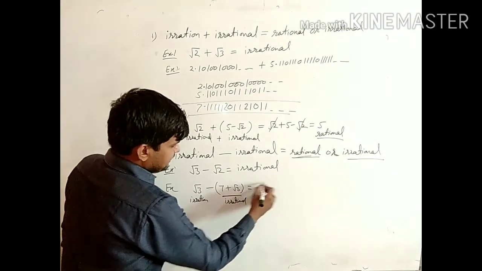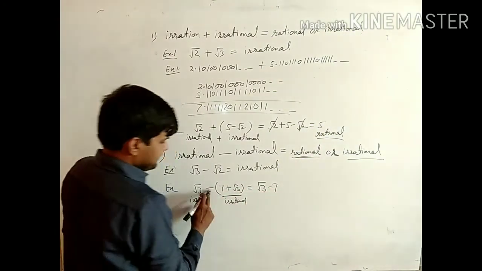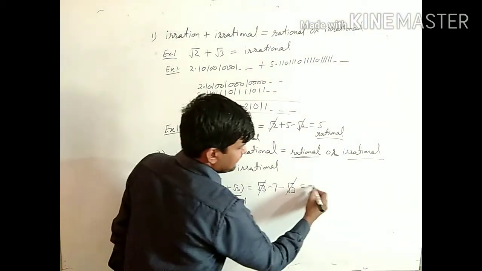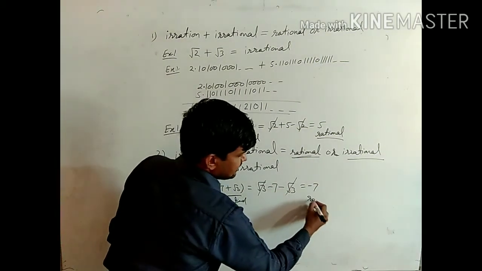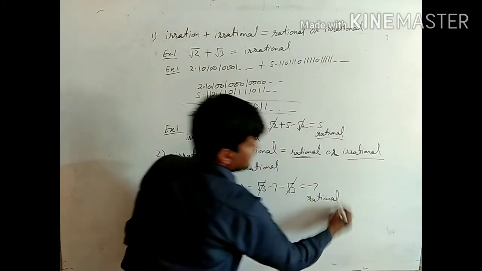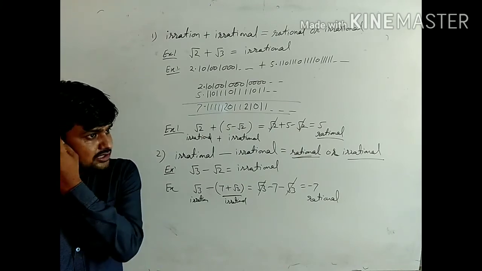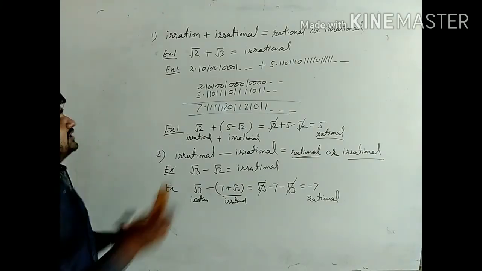So if we solve it, then we get root 3 minus 7, minus into plus, we get minus root 3. So they cancel out, we get minus 7. This is rational. So the subtraction of two irrational numbers may be rational or irrational.